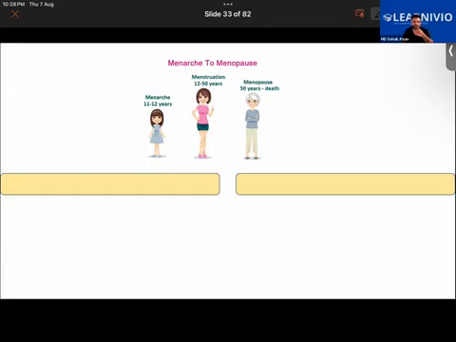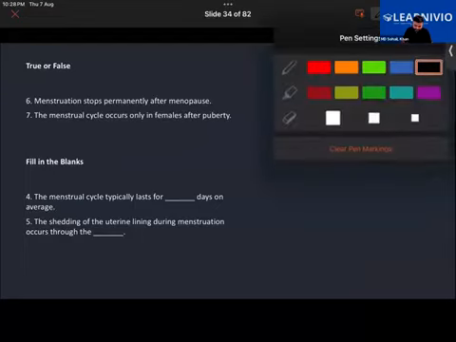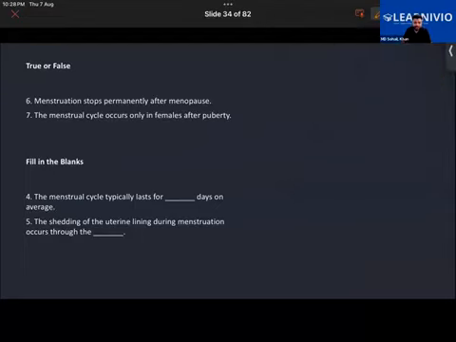Sometimes they can even suffer from headaches. There could be acne, etc. Also, there are some emotional symptoms because of menstruation, like mood swings, anxiety, irritability. They can have trouble sleeping, etc. So one needs to cope with it. Okay, let's do these questions.